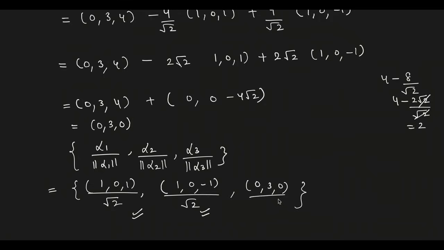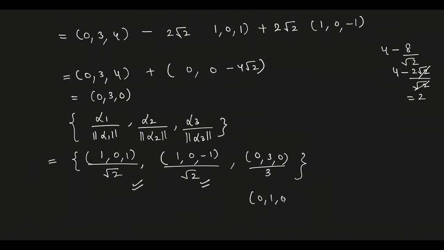030, norm of 030 will be square root of 9, it will be 3 only. So this will be our required orthonormal basis, and then we can divide it by 3, then it will be 0 1 0. The rest are the same, this is 0 1 0.